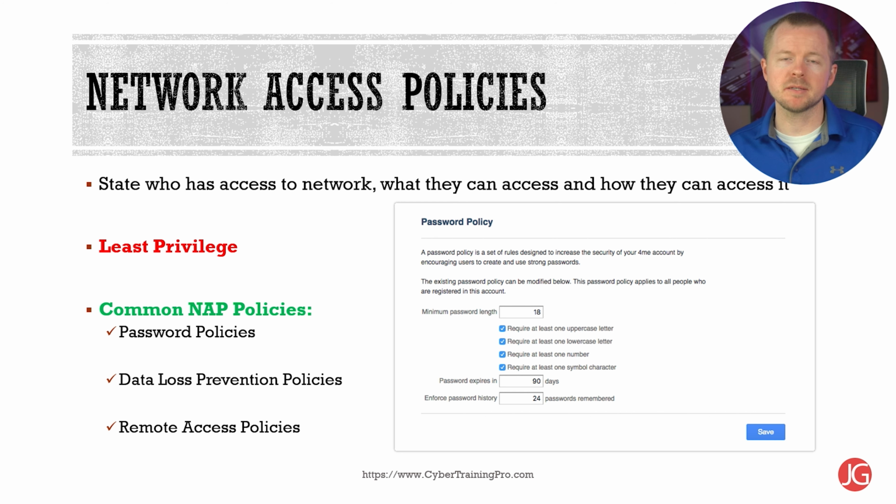Common network access policies include password policies that define how complex a password has to be and how often a password can be reused. Data loss prevention policies, or DLP policies, talk about how data is managed so that it doesn't get leaked outside the organization. This can talk about using redundant hardware, backups, access levels to data, or even how equipment is sanitized when it's no longer required. And remote access policies define how employees can remotely access the corporate network and even from where employees can access the network. A VPN policy is a more specific example of a remote access policy.